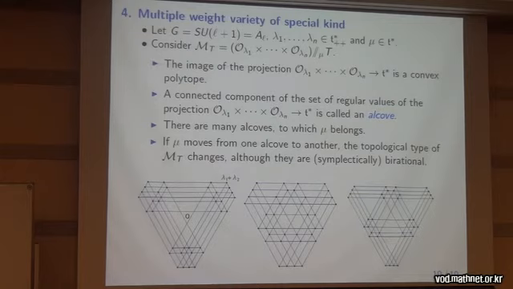Okay, next I want to go to some examples. Let me consider the multiple weight variety of type A and of a special kind. In this section, let G be SU(L+1) of type A, and for simplicity, assume that lambda_1, lambda_2, ..., lambda_n sit in the interior of the Weyl chamber and mu is in T star. And consider the multiple weight variety defined in this form.